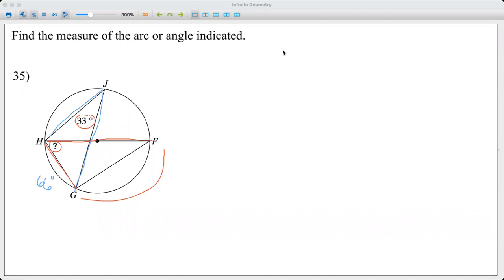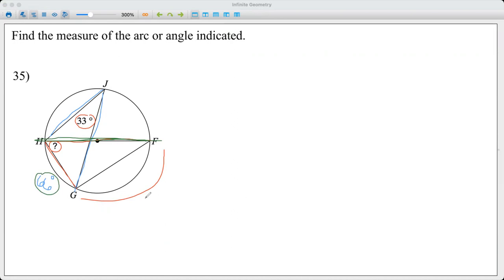Well, notice, I need a different color. In green, notice once again, we have a diameter right here. And I know that this is 66. So that means that this arc right here would be 180 minus 66.